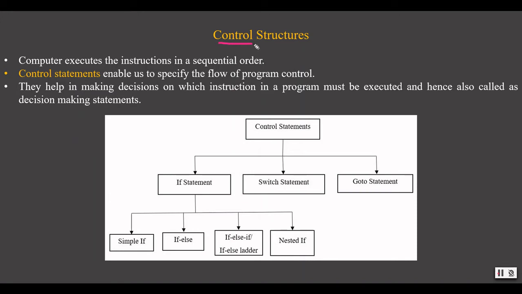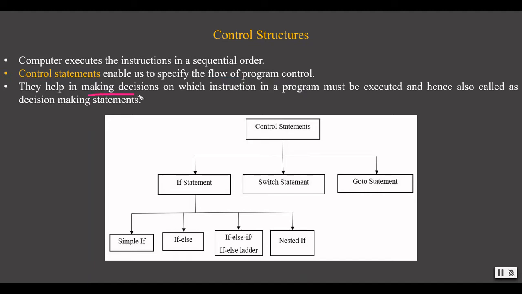Hello everyone. In this video, we are going to study control structures or control statements. In a computer, a program is basically a set of instructions, and these instructions are executed one after the other in a sequential order. The flow of program execution is controlled by some statements, and these statements are called control statements. Control statements enable us to specify the flow of program control, that is, the order in which the instructions in the program must be executed.